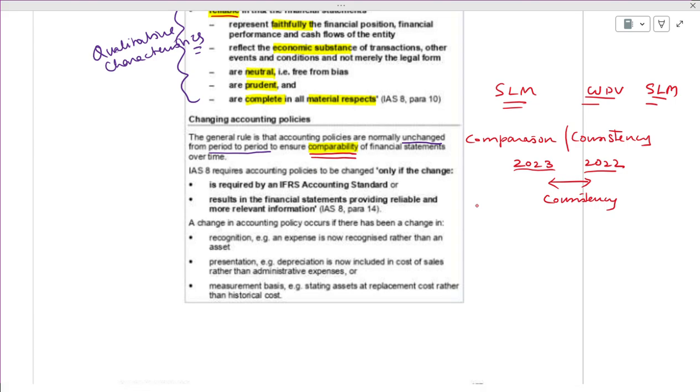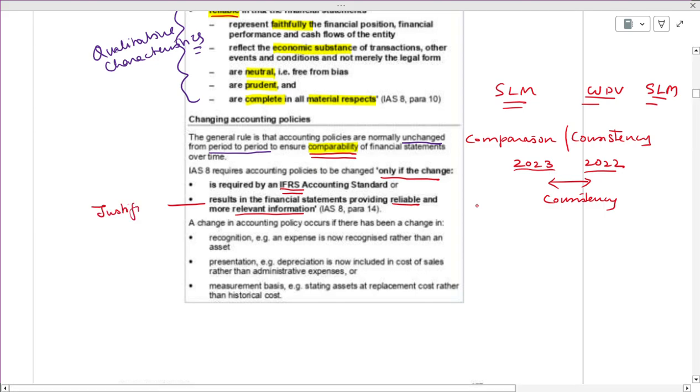We can change only if IFRS gives notification. If the change results in financial statements providing reliable and more relevant information, if it is needed, compulsory, essential, then only we have to change. But when you are changing here, you have to give justification.